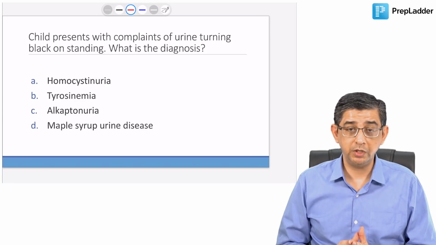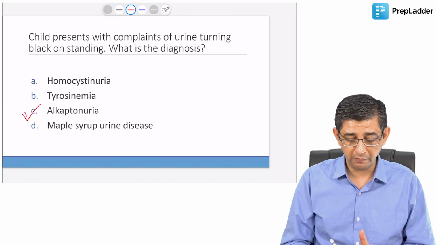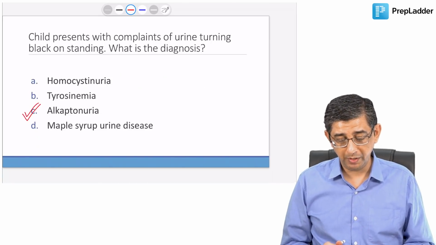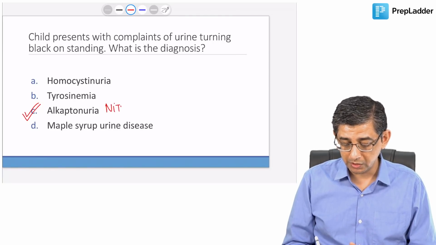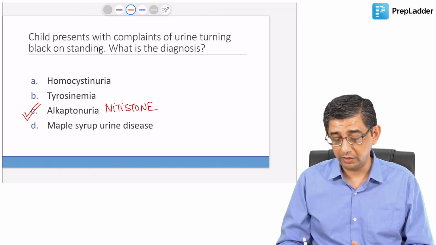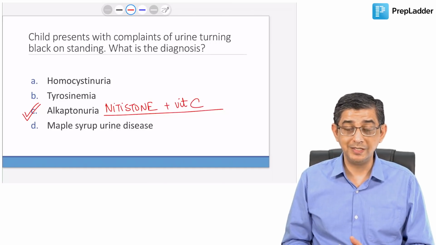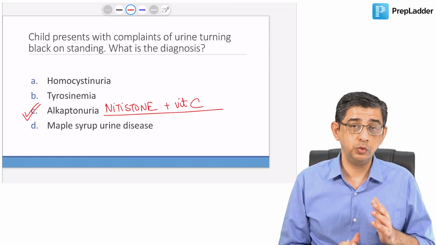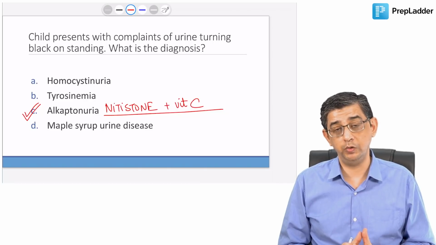The next question talks about a child with complaints of urine turning black on standing. That's a standard presentation of alkaptonuria, homogentisic acid oxidase deficiency. And for management of this condition, you will be giving vitamin C and nitisinone, because they are making the paper a little difficult. So you should also be aware of the treatment. So additional point that I've taught you is, what is the treatment for alkaptonuria? Well, enzyme replacement therapy is the ideal treatment, but that's gonna be horribly expensive.